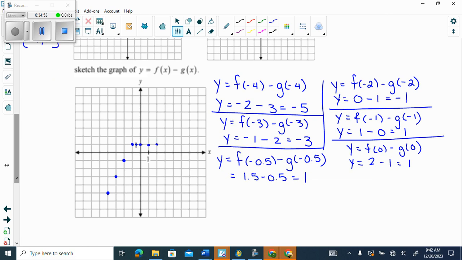Now, always, if it's written response, show every single coordinate. We're running out of time, so I didn't show the last two. But always just show your work. Okay? Then we're flipping over.